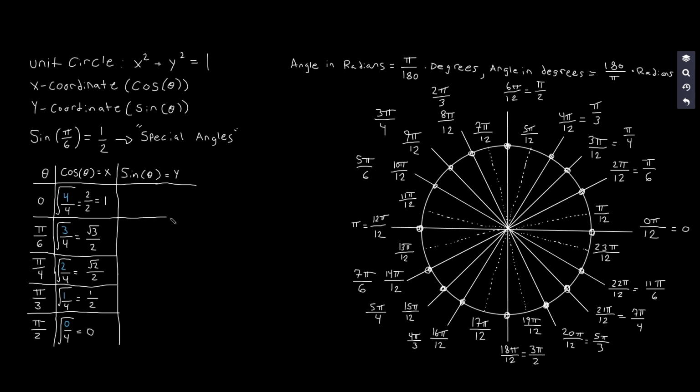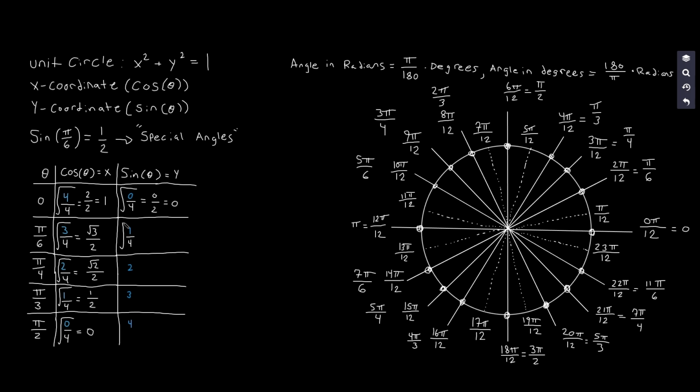But now we have to do sine. Well, instead of counting down like we did for cosine, 4, 3, 2, 1, 0, we're going to count up from 0. 0, 1, 2, 3, and 4. The denominator for all of these is going to be 4. The square root of 0 is 0. The square root of 4 is 2. But this is just going to go to 0.